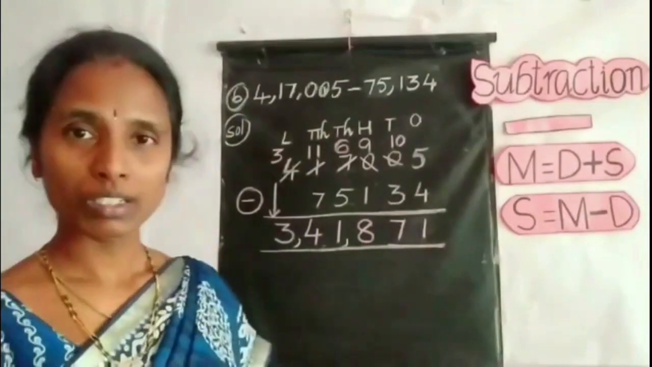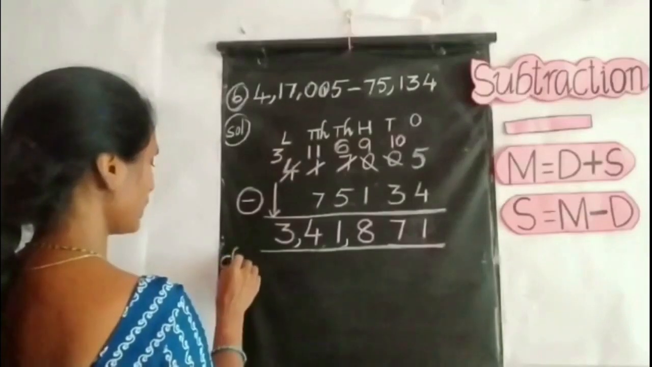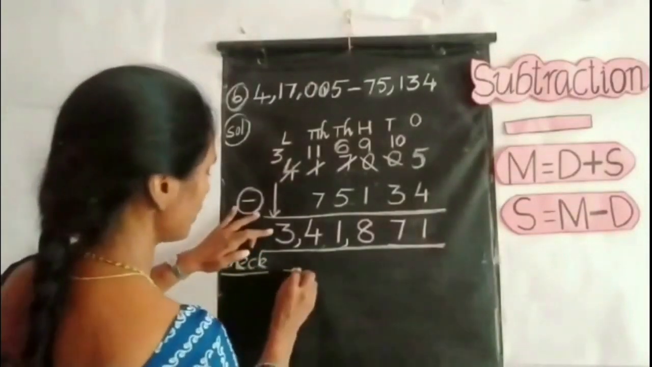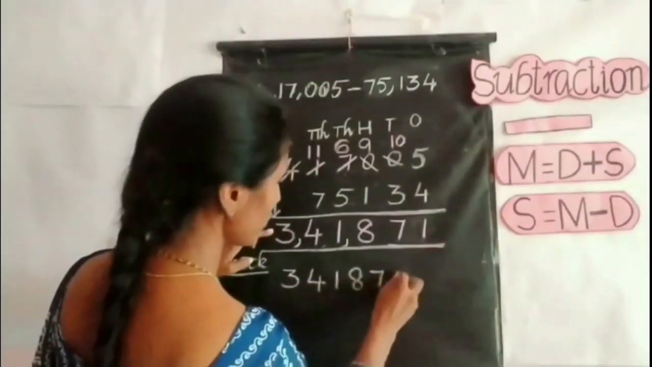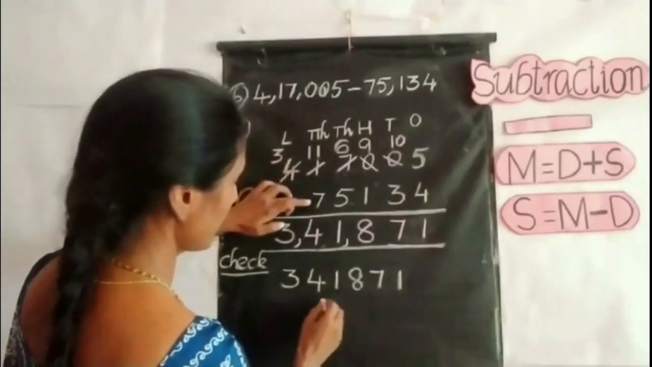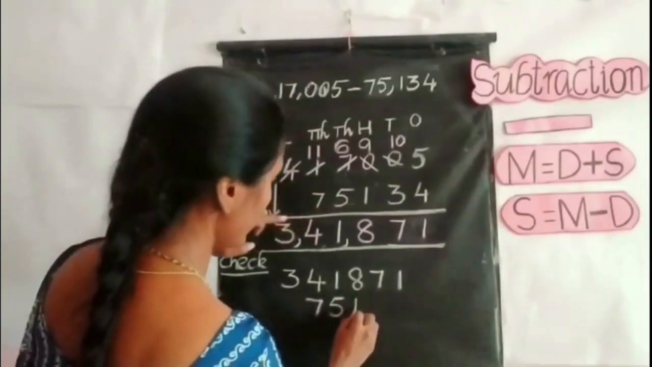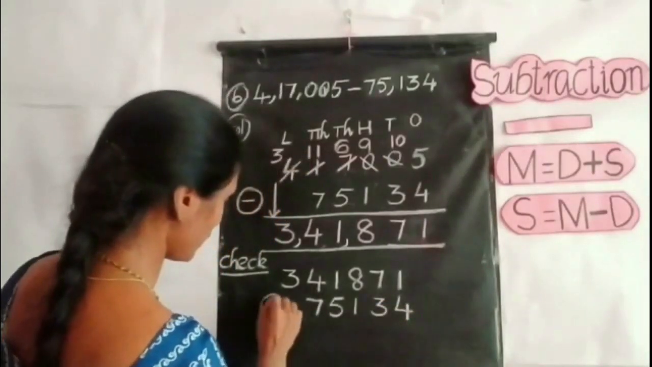3,41,871. Shall we check whether our answer is correct or not? Come on, let us check. Which number should I write first? The difference. To this difference, which number should I add? The subtrahend, 75,134. Let us add.